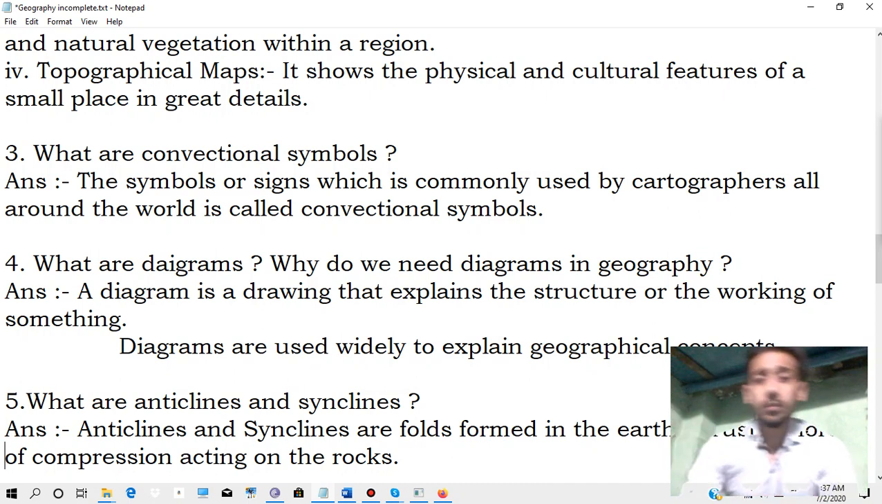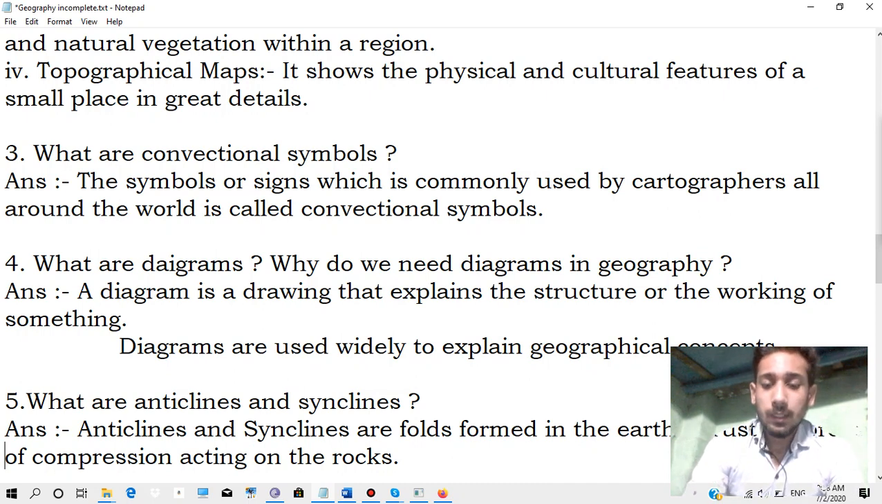The structure explains everything: from where the river is flowing, how many places it covers, and how it connects to the oceans or seas. These kinds of things are called a diagram, and it is a drawing. A diagram is mainly used to explain a geographical concept. Concept means how something happens.